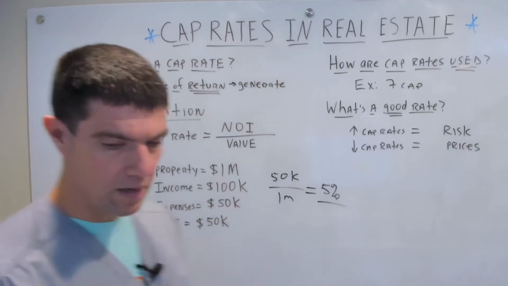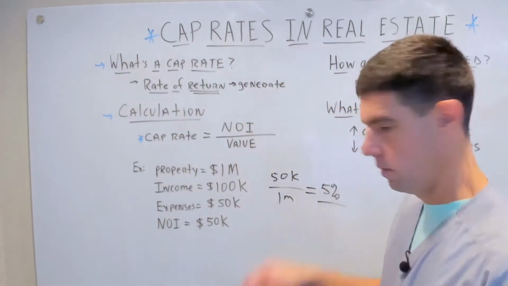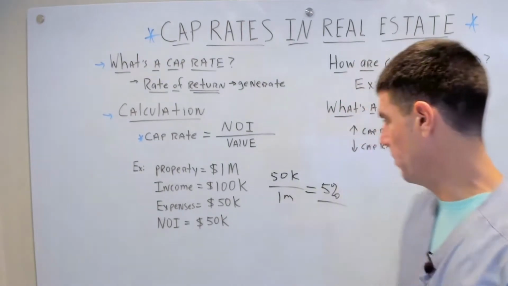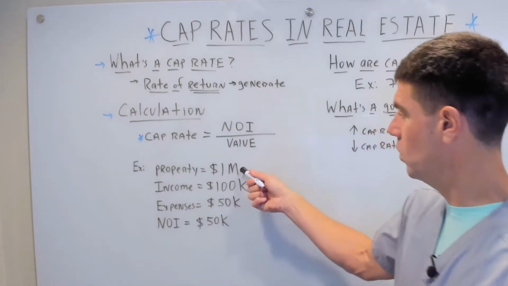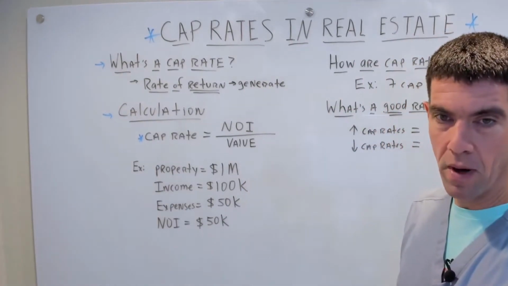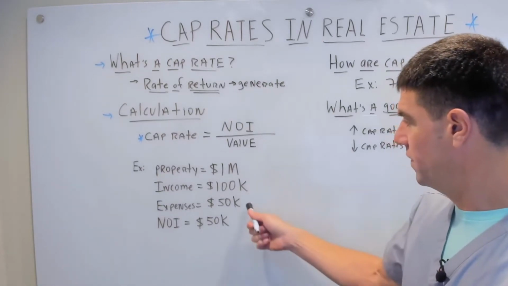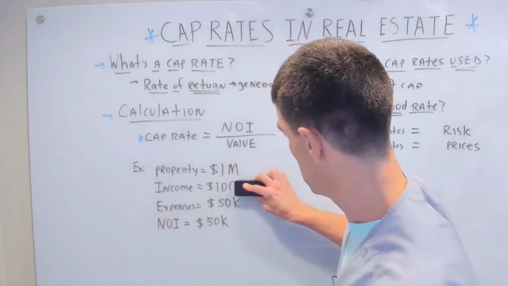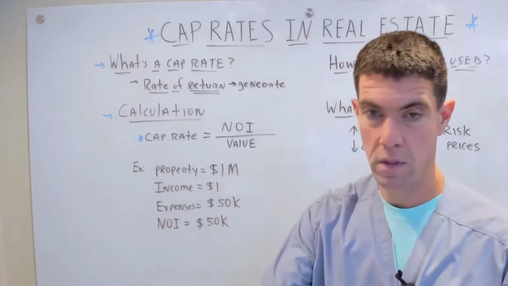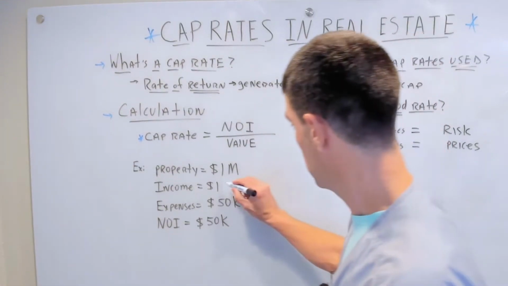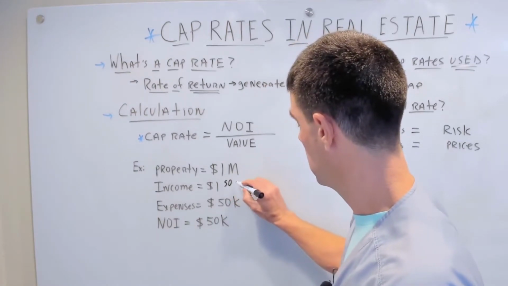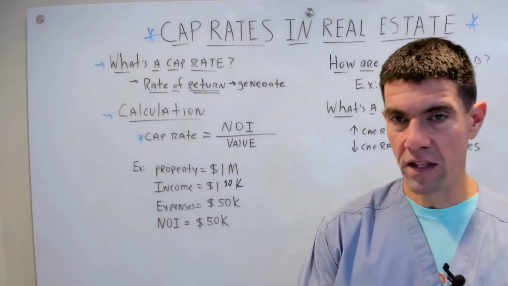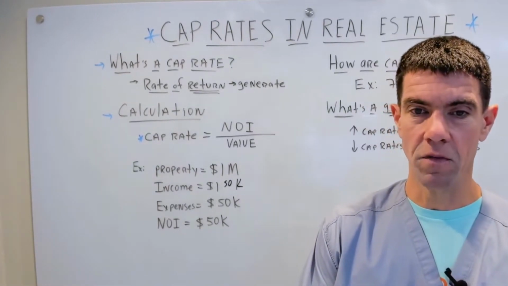Now here's a different scenario. Let's use the same example. We're going to stick with the $1 million property price and the same expenses. What we're going to do is change the income to $150,000. All right. So $150,000 annual income, same expenses.